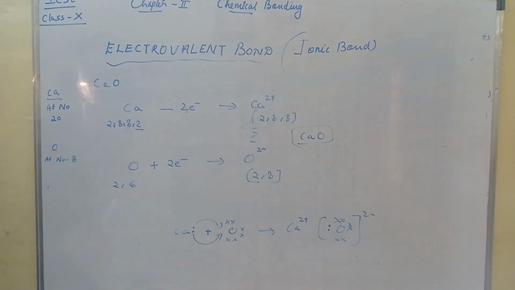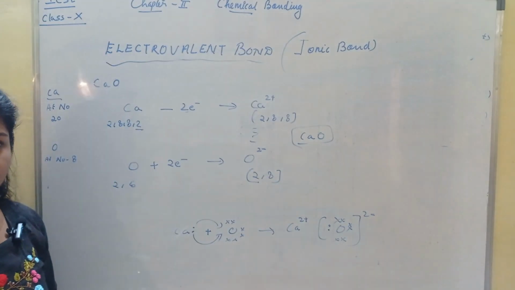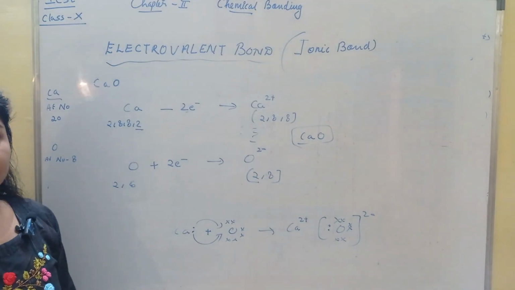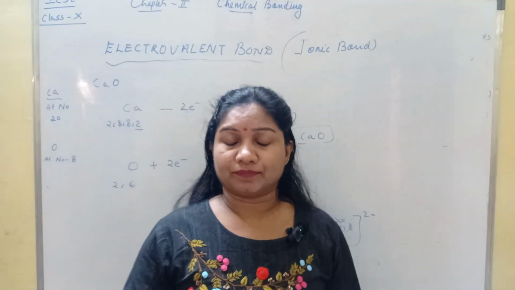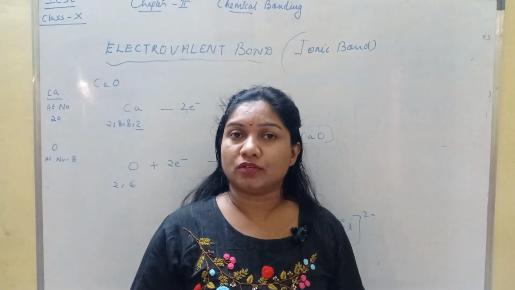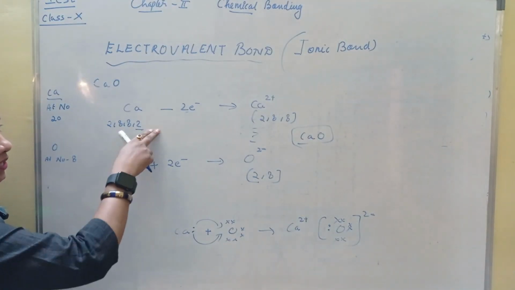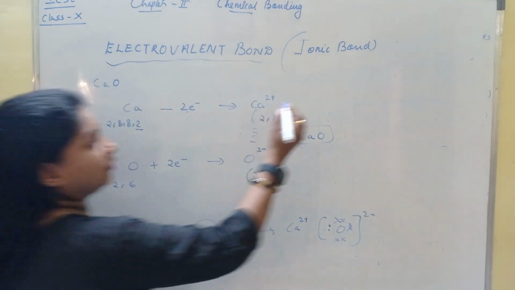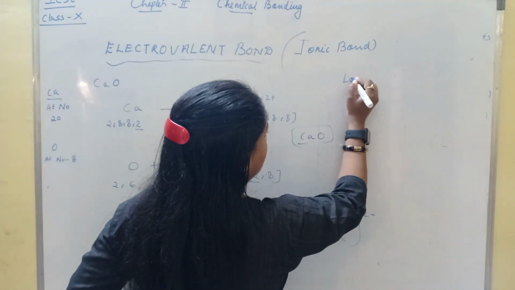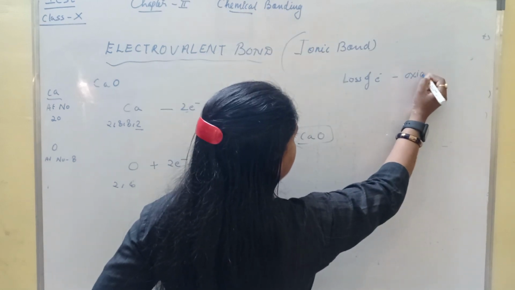See, one more thing is there, oxidation and reduction. I'll explain you here only because it is already given in your syllabus. What is oxidation and what is reduction? We are again and again saying one thing, that electrovalent bond is formed by the loss of electron. And if we see this example here, we can see that this calcium is losing electrons. So loss of electron is called oxidation.